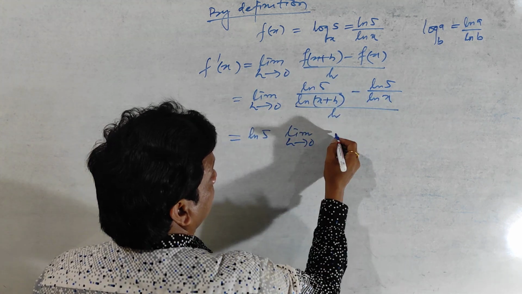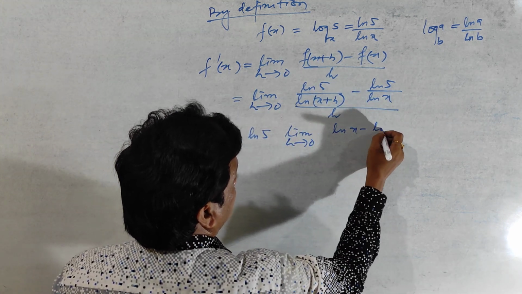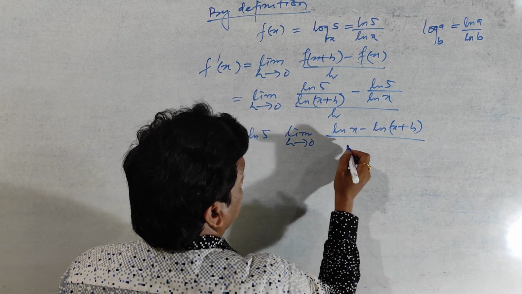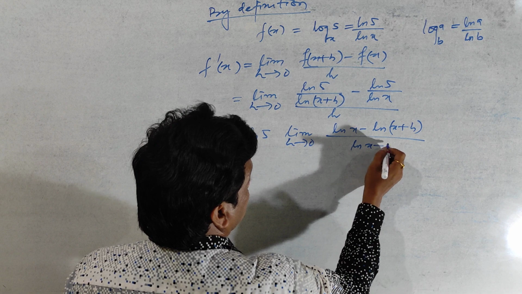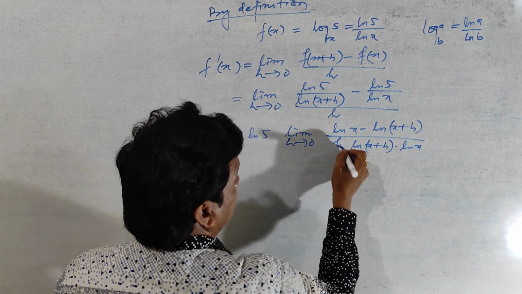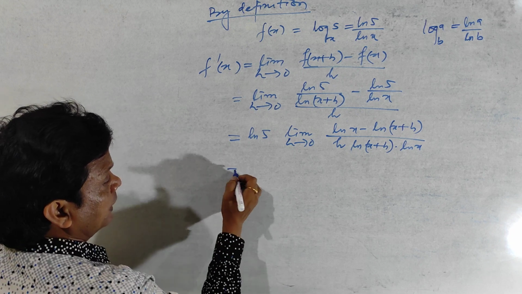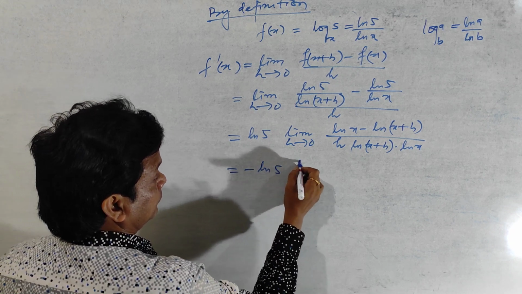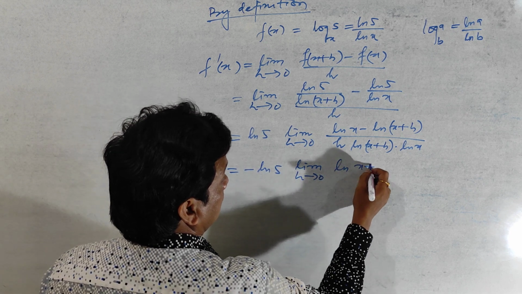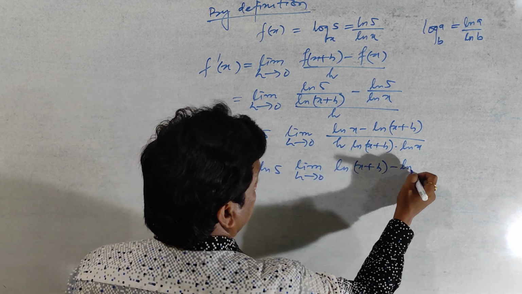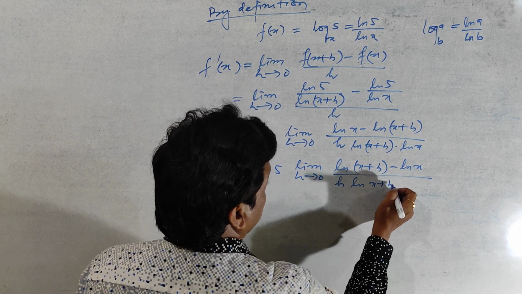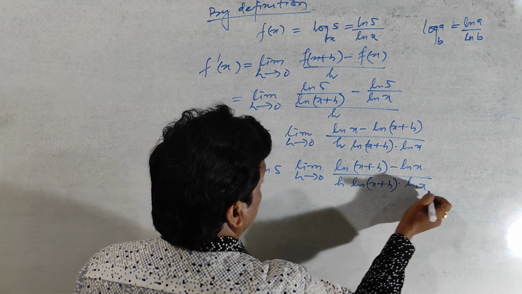Take the LCM. Ln x minus ln x plus h divided by ln x plus h into ln x, into 1 by h. H I am writing here. So take minus common from the numerator: ln of x plus h minus ln x. You get h into ln of x plus h into ln x.